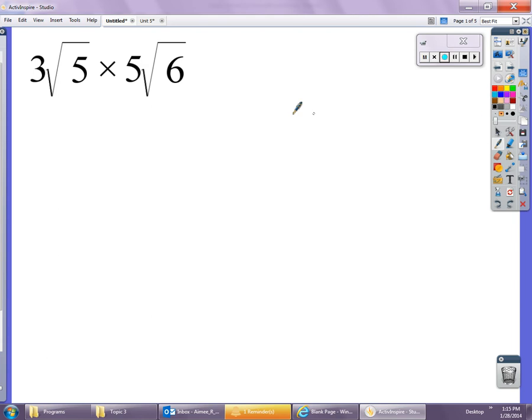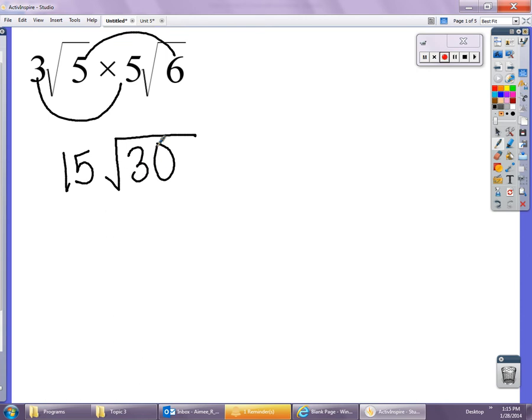Okay? The last one I want to do is just some basic multiplication. So when I have a number sitting outside the radical, they go together. So I'm going to do 3 times 5. And 3 times 5 is 15. And now I'm going to look at what goes under the radical, which is 5 times 6. And 5 times 6 is 30. Now you have to ask yourself, is there a perfect square factor of 30?